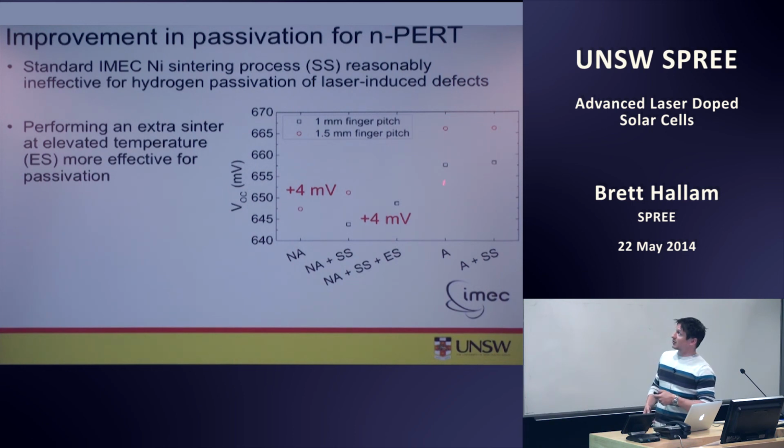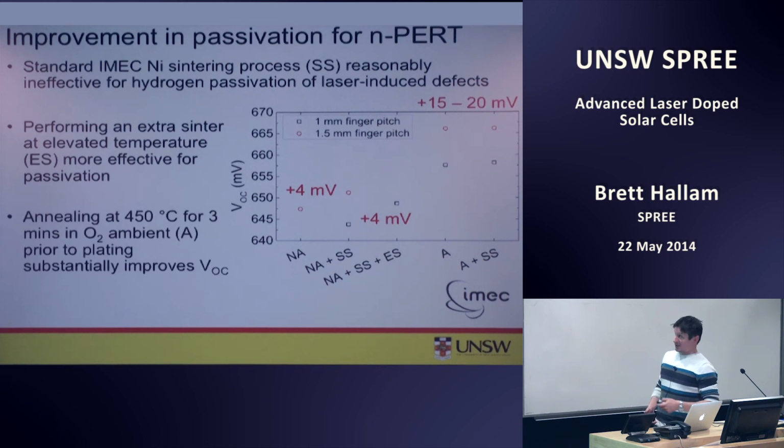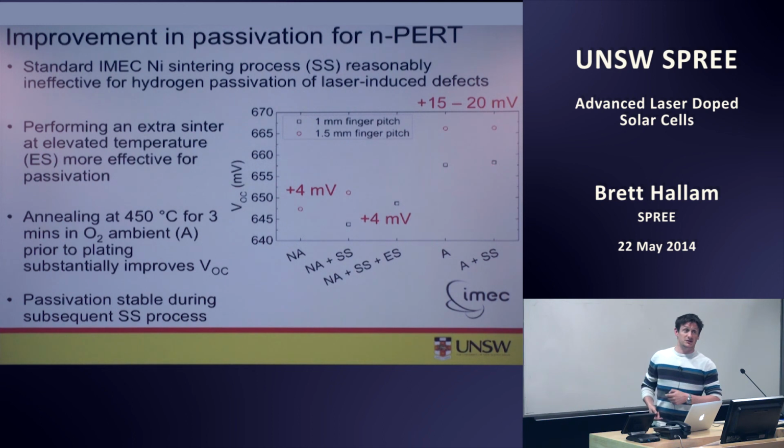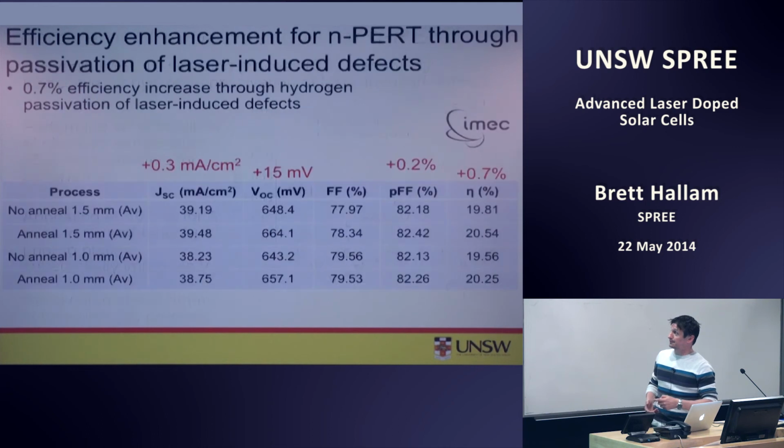Now for the samples over here, we have a dedicated annealing process which was at 450 degrees in the belt furnace in oxygen ambient. We can see that we're having much higher VOCs on the finished devices, about 15 to 20 millivolts higher than cells which don't have any dedicated annealing process. And importantly, we can see that the VOC is stable through the subsequent sintering process, so that these defects aren't being reactivated during these subsequent thermal processes.